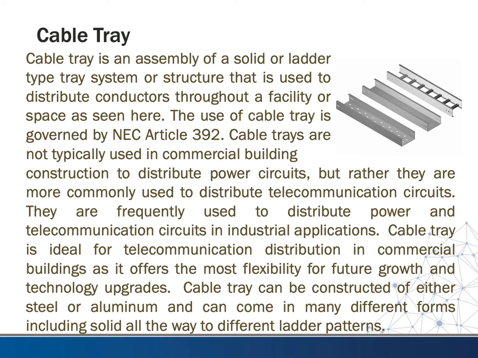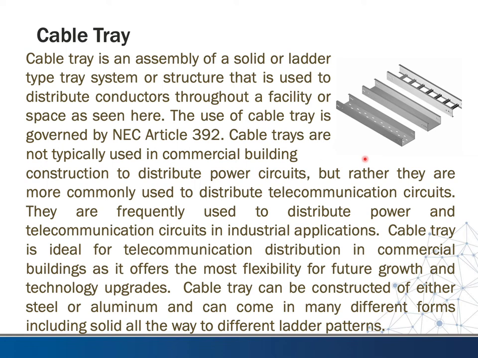So cable tray is an assembly of a solid or ladder type tray system or structure that is used to distribute conductors throughout a facility or space. And here's a picture of what they might look like. You can have solid bottom, you can have perforated bottom, or you can have ladder type. The use of cable tray is governed by NEC Article 392. Cable trays are not typically used in commercial building construction to distribute power circuits, but rather they are more commonly used to distribute telecommunications circuits. They are frequently used to distribute power and telecommunication circuits in industrial applications.